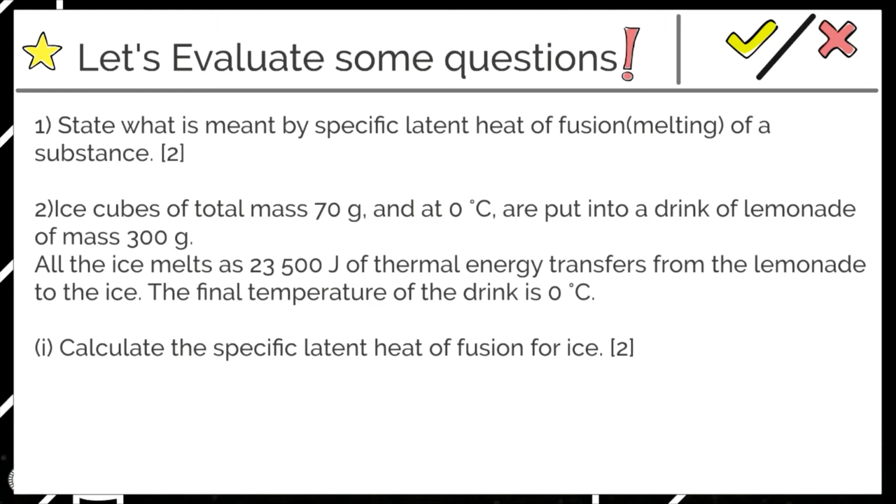All the ice melts as 23,500 joules of thermal energy transfers from the lemonade to the ice. The final temperature of the drink is 0 degrees Celsius. Calculate the specific latent heat of fusion for ice. You could pause this video and note down the answers on a separate piece of paper. Resume this video once you're done.